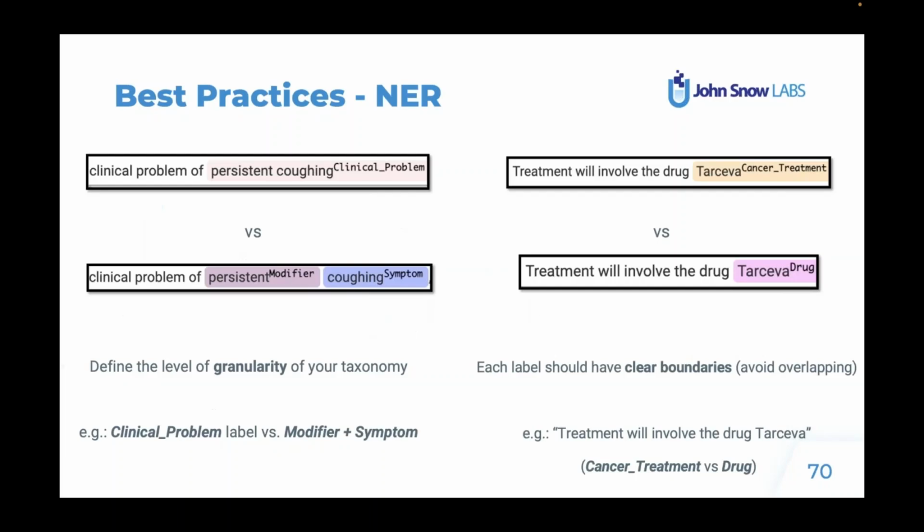I will show you some best practices, very short, on NER extractions. As I said, first of all, when you start, you should define the granularity of your taxonomy. On the left side here, you can see that persistent coughing can be extracted as a clinical problem, but persistent coughing can also be extracted as modifier and symptom and can have a relation between them. This way, your model is better. You have a more robust model if you decide to have it granular. Of course, this is not wrong, but your model will be more general.